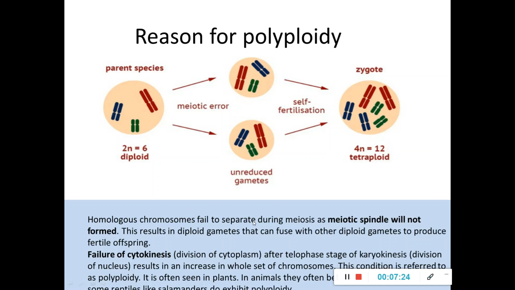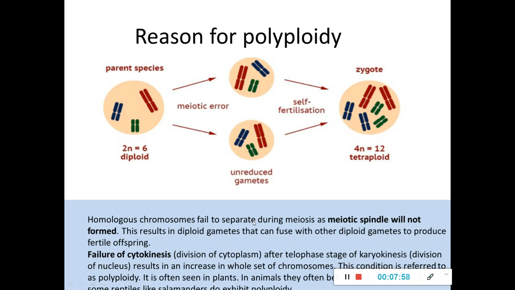The diploid gametes will fuse with other diploid gametes in this condition and result in the formation of a tetraploid offspring. Another condition is a failure of cytokinesis after the telophase stage of karyokinesis, that is, after the nuclear division. The cytokinesis might not happen, so that also could result in an increase in the whole set of chromosomes. This condition is referred to as polyploidy.